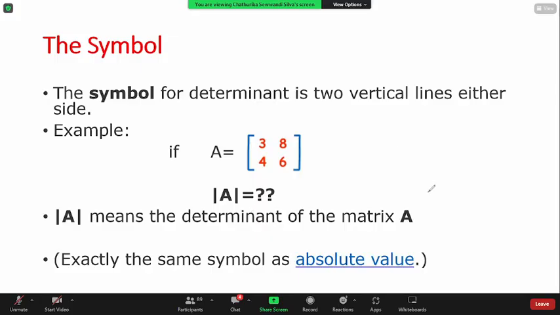So there may be another situation with the same symbol and a variable inside. They may be asking about the absolute value. So beware of them. This symbol does not always symbolize the determinant, and does not always symbolize the absolute value. Therefore, according to the context, you need to identify what is the correct thing.